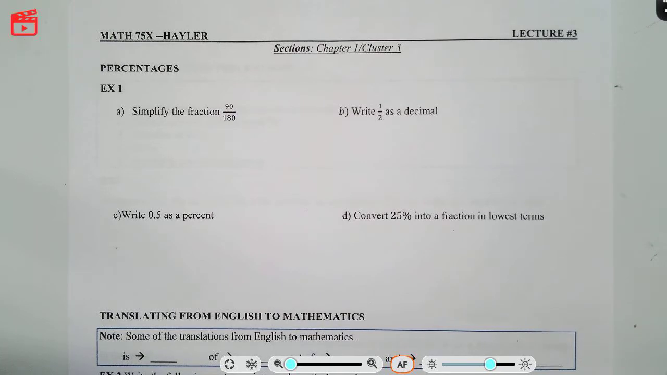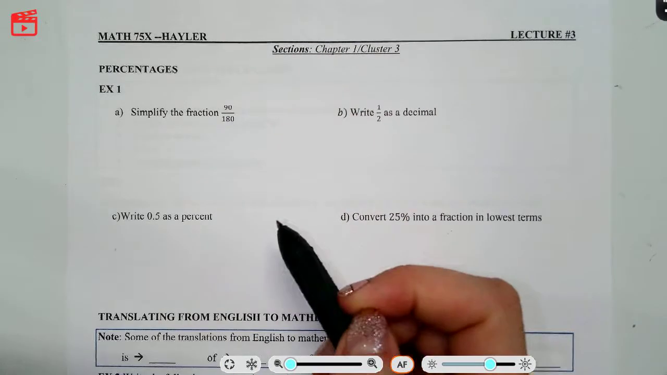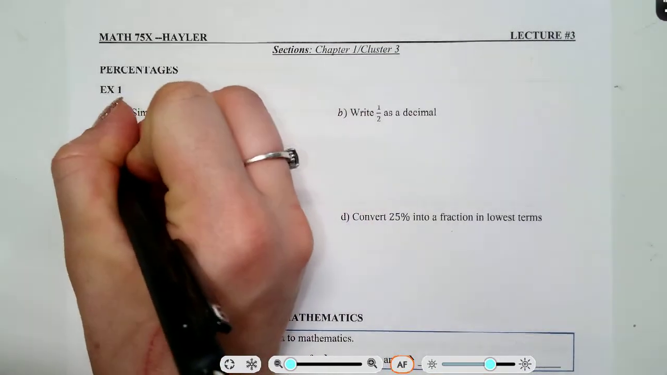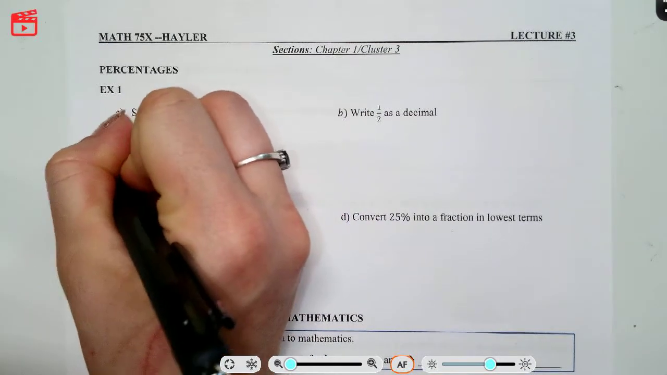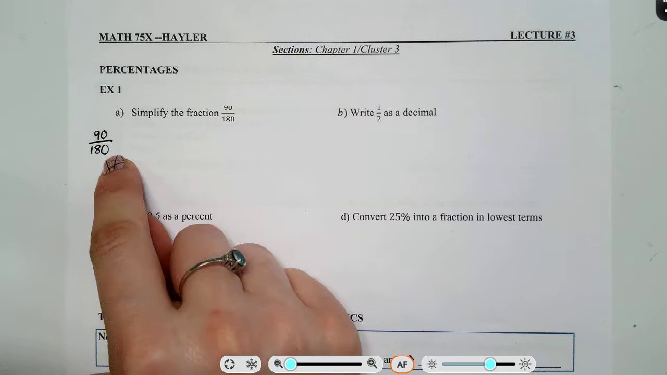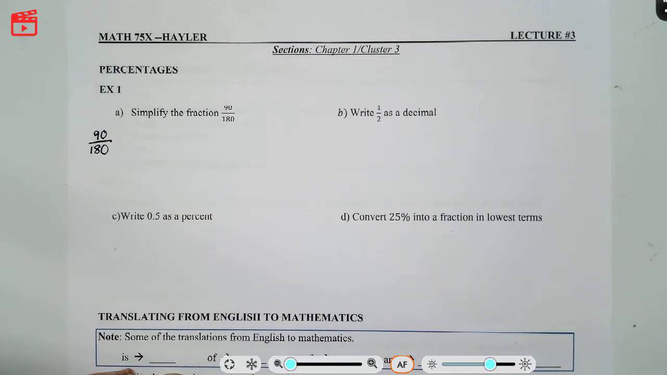So here's our example. We're given this fraction, 90 over 180, and we're asked to simplify the fraction. When you're simplifying a fraction, what you want to do is find the number you can divide the top and the bottom by. And it has to be the same number. Well, notice they both have a 0, so I know that this is divisible by 10. So two ways to do it. I'll show you the first way, and then the second way is actually the shortcut.